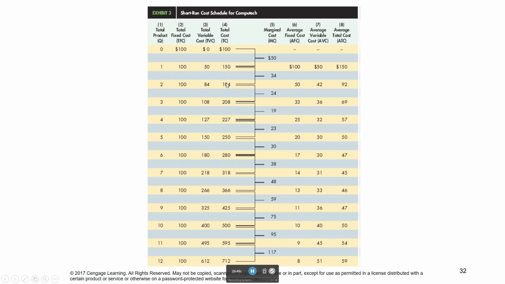Now, when I go to producing 2 pizzas, you can see here my variable cost and my total cost increase by $34 when I produce that second pizza. That's my marginal cost. That's what it costs me to produce that second pizza.